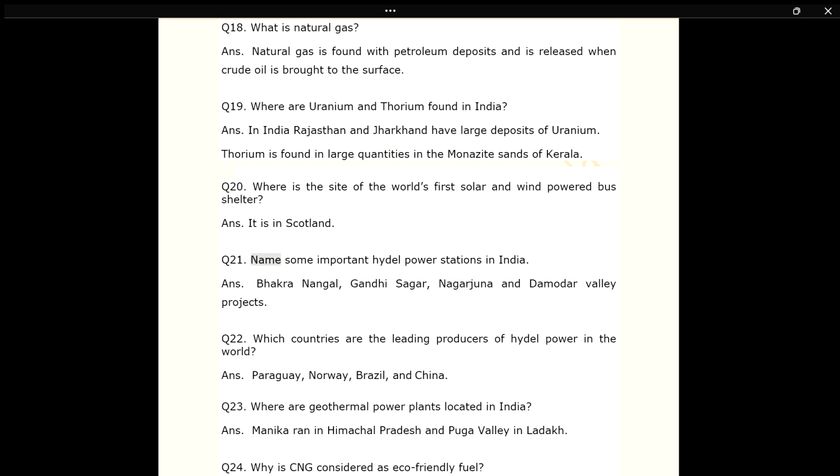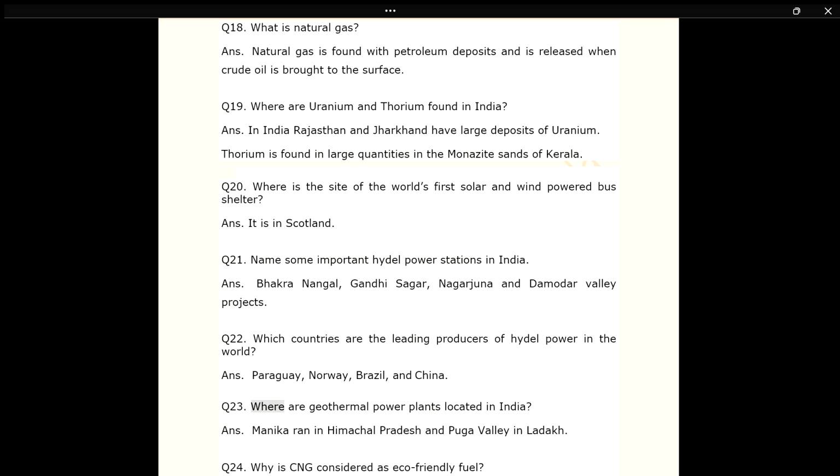Q21. Name some important hydel power stations in India. Ans. Bhakra Nangal, Gandhi Sagar, Nagarjuna and Damodar Valley projects. Q22. Which countries are the leading producers of hydel power in the world? Ans. Paraguay, Norway, Brazil, and China.